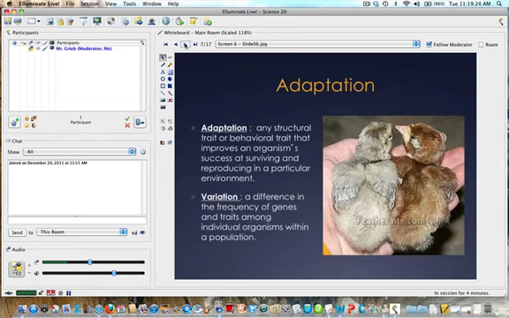An adaptation is any structural trait or behavioral trait that improves an organism's success at surviving and reproducing in a particular environment. And variation is a difference in the frequency of genes and traits among individual organisms within a population.